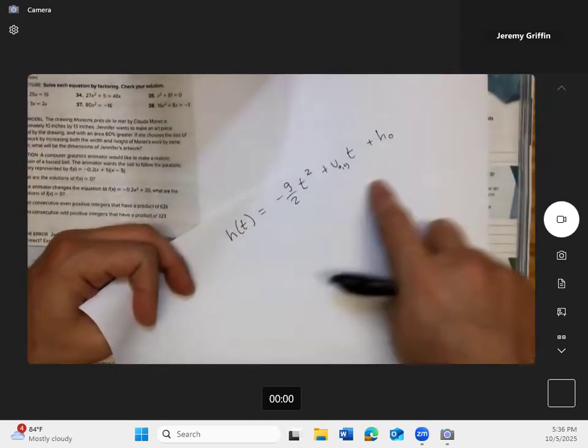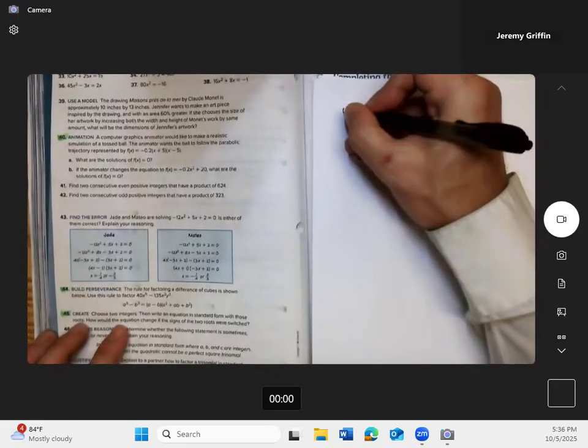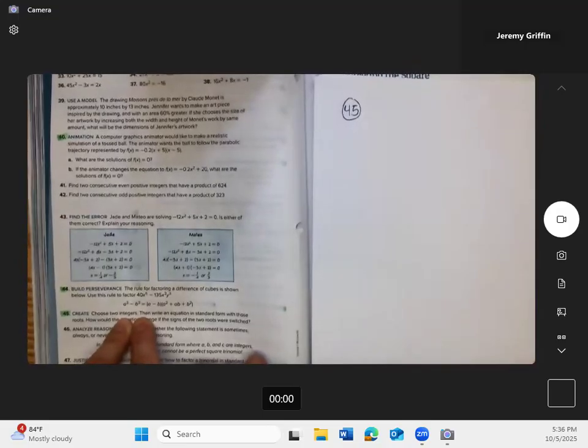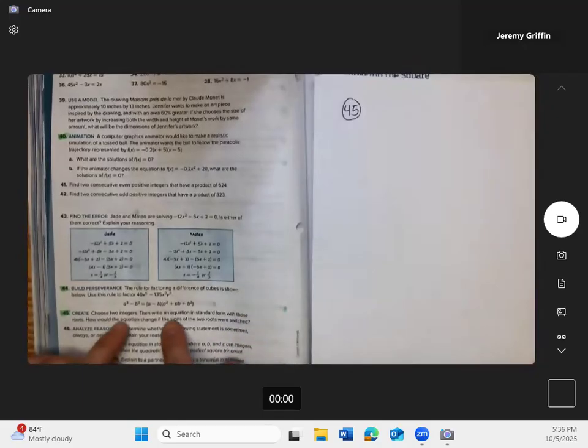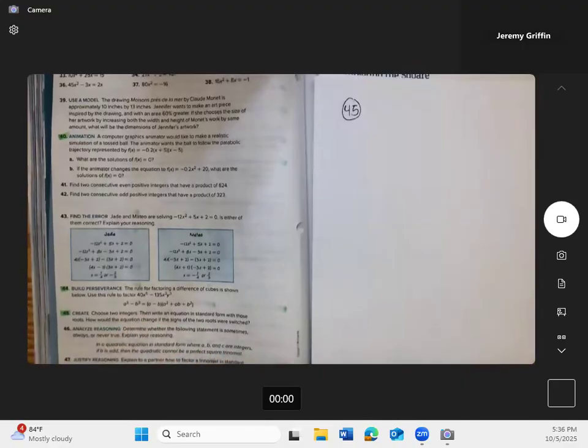Number four. Oh, wait, look, there's, yeah, that's from last week, back when you guys were doing the projectile launchers, right? But number 45, create. Choose two integers. So that's just regular counting numbers, 1, 2, 3, 4, 5, but also 0 and also negative. So negative 3 is an integer. Pi, 3.141, is not an integer. Actually, anything with a decimal is not an integer. 3.5 is not an integer, right? So negative 3, negative 2, negative 1, 0, 1, 2, 3, and so on.